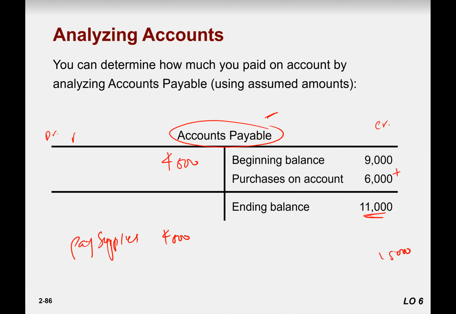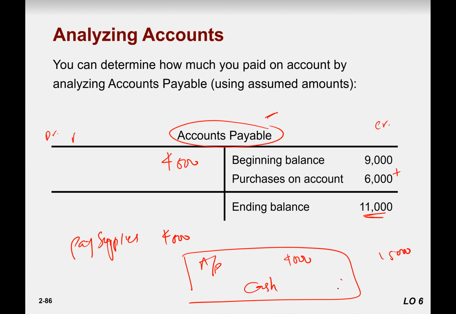Right? Pay over supplier the 4,000. It means a decrease in liability, accounts payable to cash. Cash decreases, meaning credit 4,000. If you post this entry, it would be on the debit side. So this must be the case that we paid our supplier 4,000. So this is how we analyze the account.